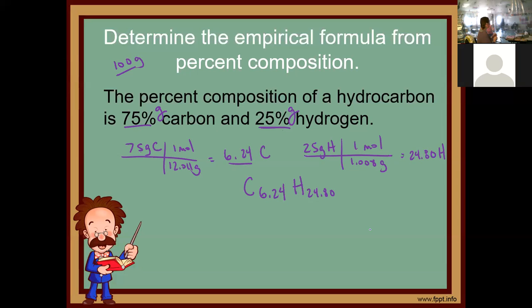So we could round, but I think 24 and 0.8, that's a lot to round. What if we divided both by the smaller of the two? If I divide 6.24 by 6.24, I'm going to get a whole number, right? What will we get? What will that whole number be? 1. Here comes the magic. Are you ready for this? What if I divide 24.8 by 6.24? 24.8 divided by 6.24.